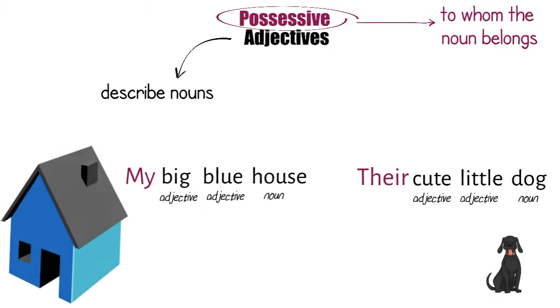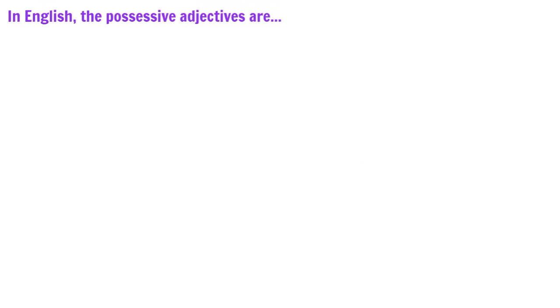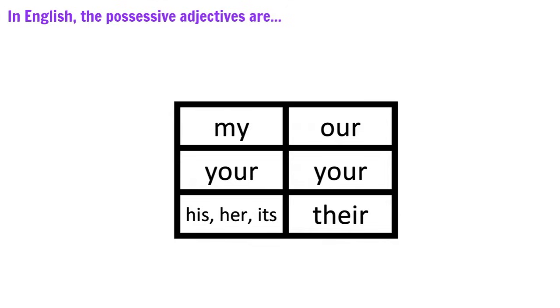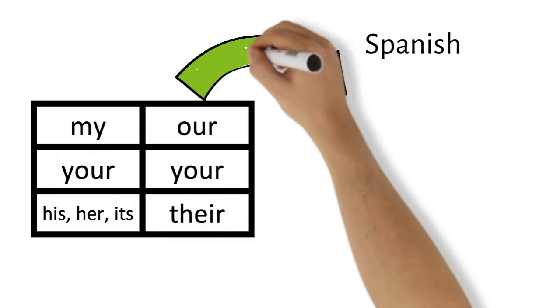In English, the possessive adjectives are my, your, his, her, its, our, your, and their. As usual, our chart is divided into first, second, and third person, as well as singular and plural. So, this your is for things that belong to you, singular, while this plural your is for things that belong to all of you. In English, we use the same word for both, so it's normal if the difference isn't obvious right away. Now, here's the equivalent chart in Spanish.